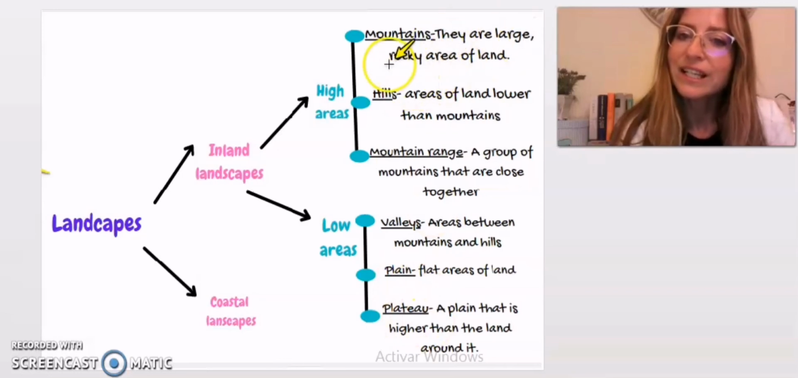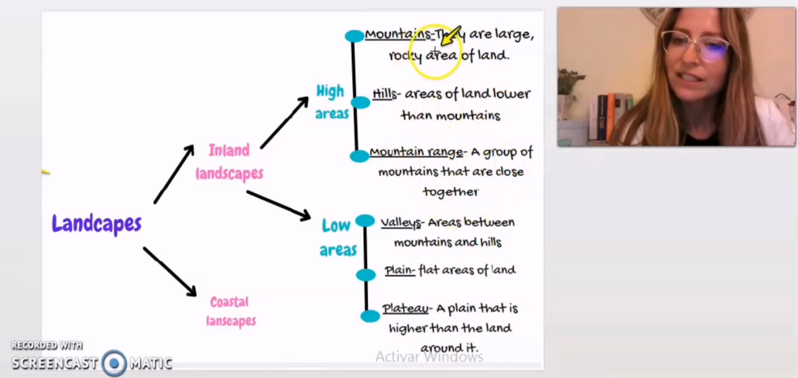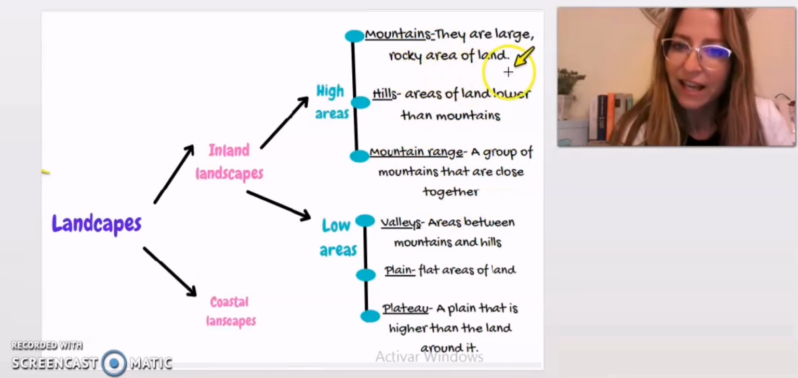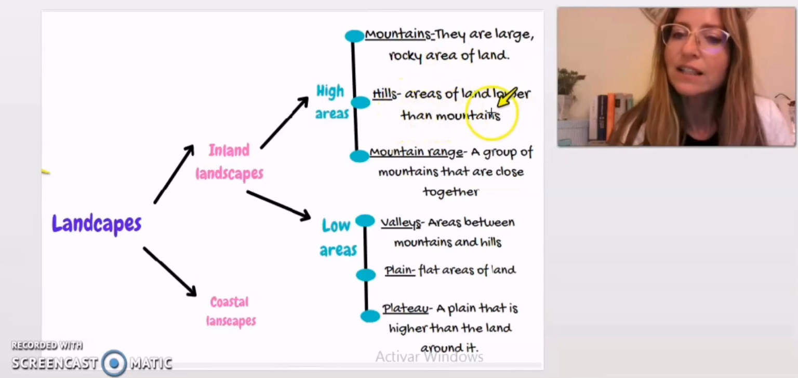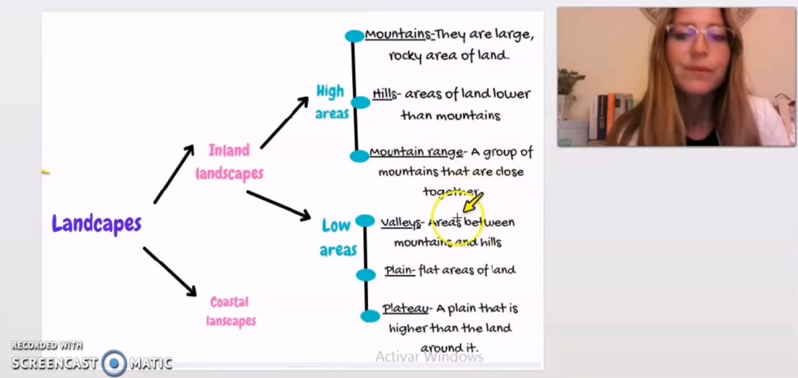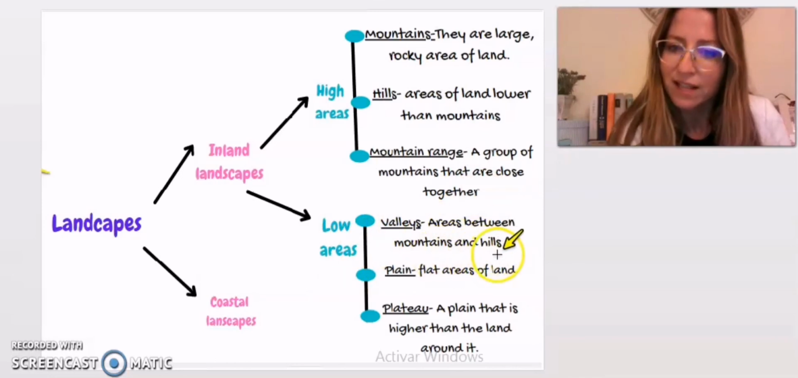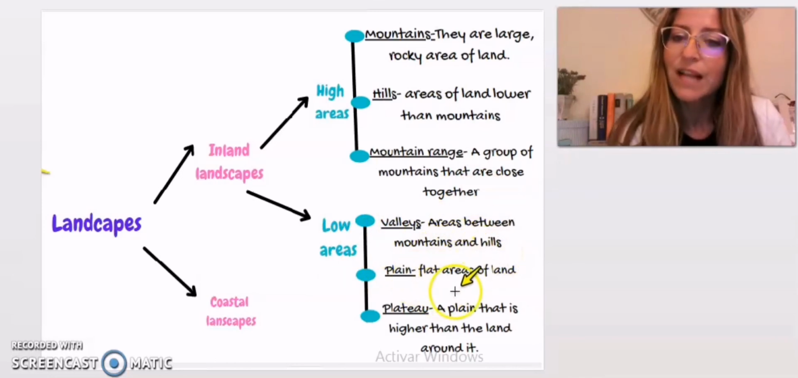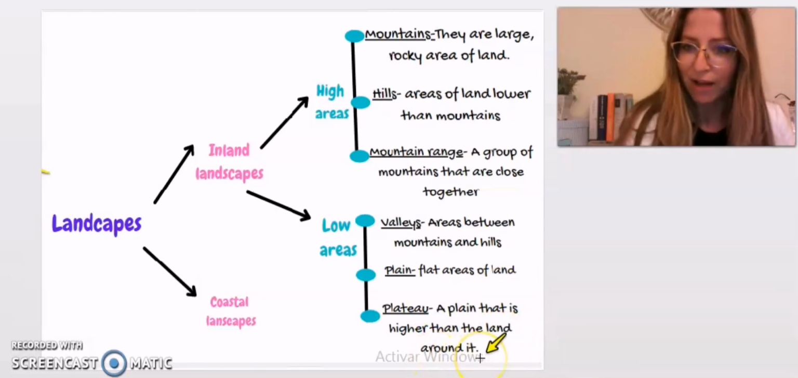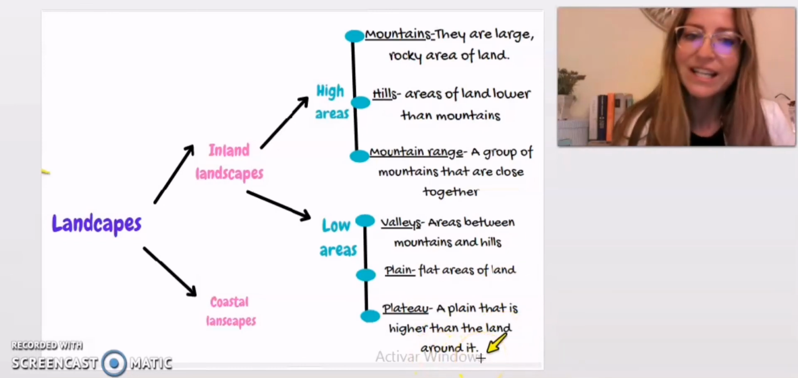And then we can write the definition of the different landforms. Mountains, they are large rocky areas of land. Hills, areas of land lower than mountains. Mountain range, a group of mountains that are close together. And low areas, valleys, areas between mountains and hills. Plains, flat areas of land. And plateaus, a plain that is higher than the land around it. So this would be the diagram.